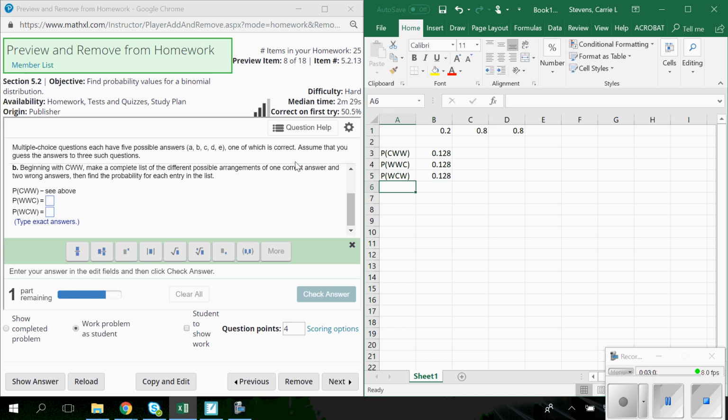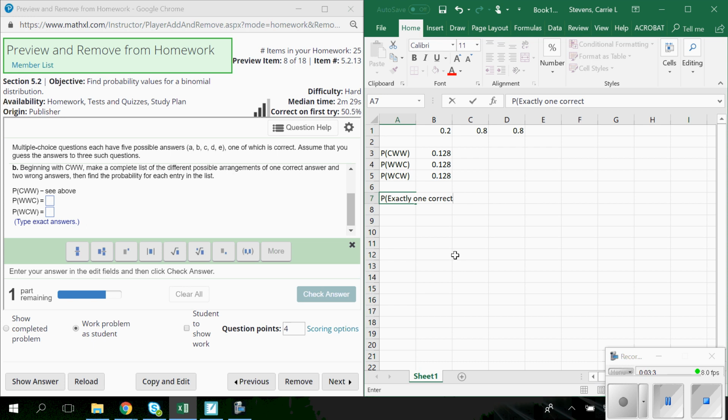Okay, so this is an exploratory exercise where you're supposed to realize that, hey, it doesn't matter where that one correct answer is, in the first try or the third try or the second try. I get the same probability every time because when you multiply, it's commutative, meaning you can do the multiplication in any order.